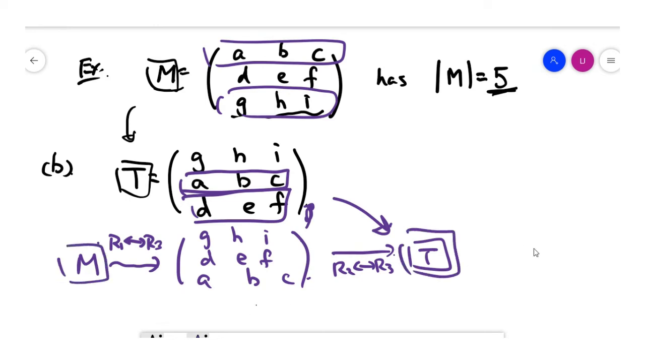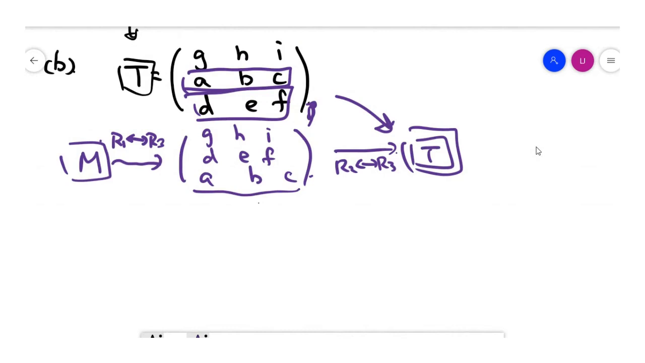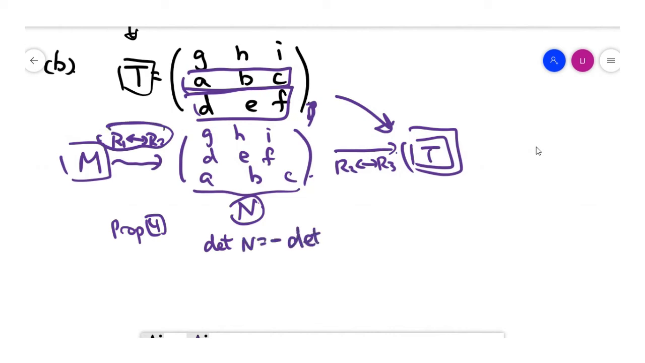I think you're able to do that because, for example, if I let the middle matrix be N, the way we swap the rows, we have discussed it already. It is the property 4 we have done in the last video. The determinant of this new matrix after swapping the rows one time is going to be the minus of the determinant of the old matrix M.